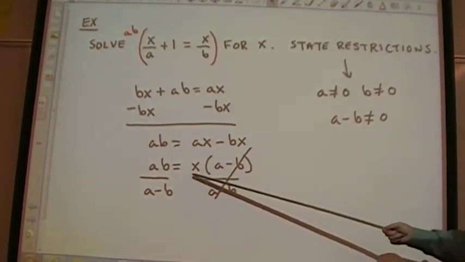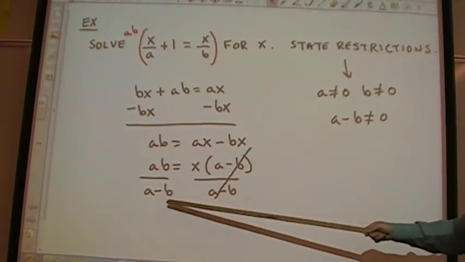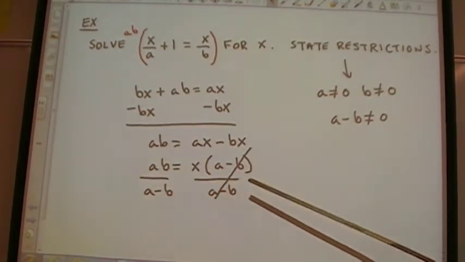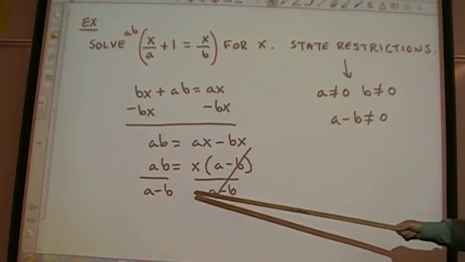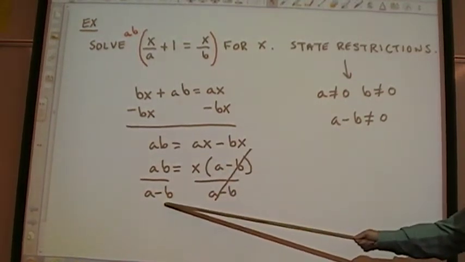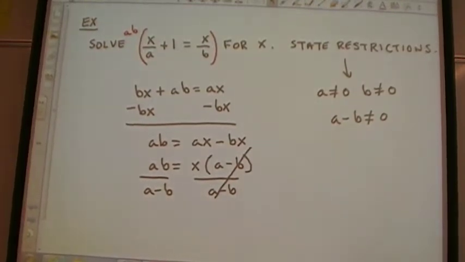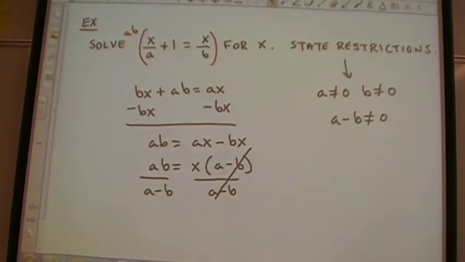Looking ahead at your answer, and I'll go back how we got to that answer in just a second. But here's my answer. That's how I got my last restriction. A minus b cannot equal 0 because it's in the denominator. You cannot have 0 in the denominator. It's undefined. Alright, so my work, I'm solving for x.